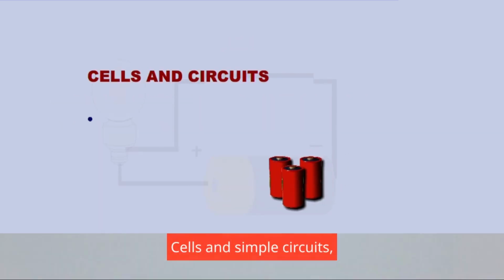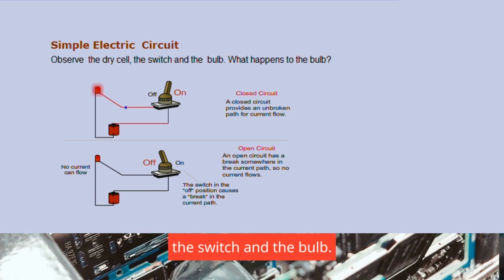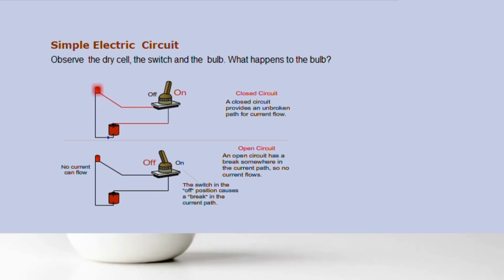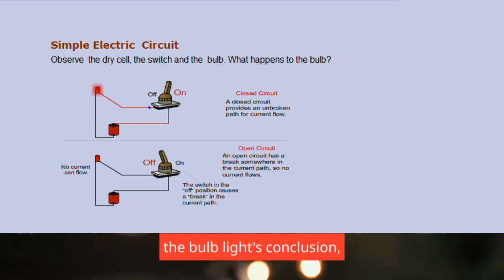Cells and simple circuits. Simple electric circuits. Observe the dry cell, the switch, and the bulb. What happens to the bulb? Simple electric circuit. Observation. Once the circuit is complete with all components in place, the bulb lights.